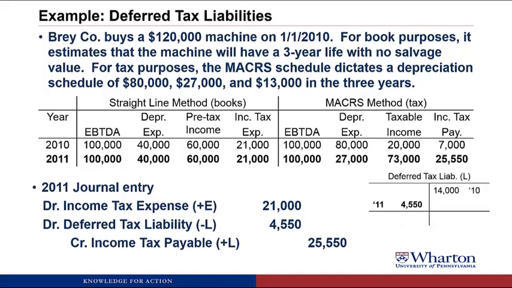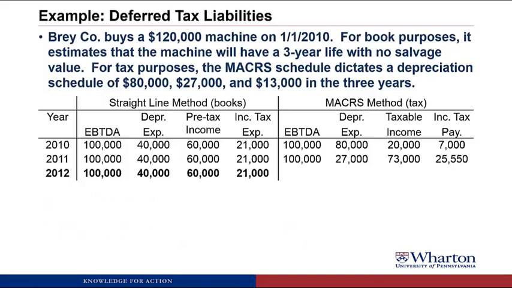And so what you see here is the temporary differences are starting to reverse. And as the temporary differences reverse, we reduce the deferred tax liability, so now the balance would be something like 9,450.